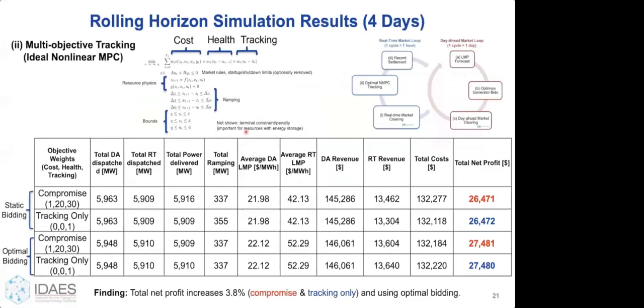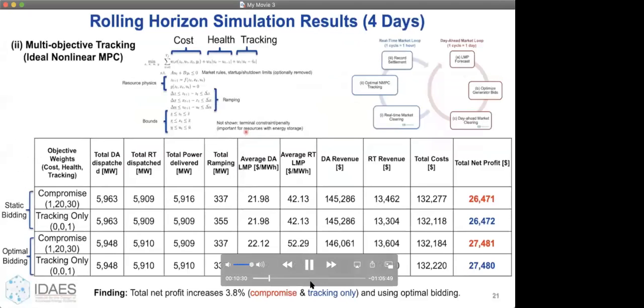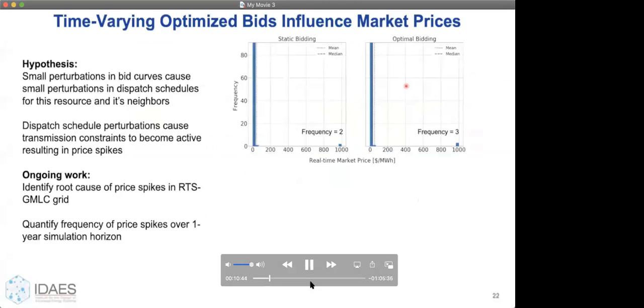But when we apply this in a rolling horizon framework over 4 days to kind of demonstrate this workflow, we see there's actually a 4% improvement in the optimal bidding. And this comes from an unexpected source. This comes because the optimized bidding is actually influencing the market prices. So shown here is a histogram of prices with static bidding. Shown here is the same histogram with optimal bidding. And we see we go from 2 to 3 hours where the price spikes up to its upper bound in Prescient.